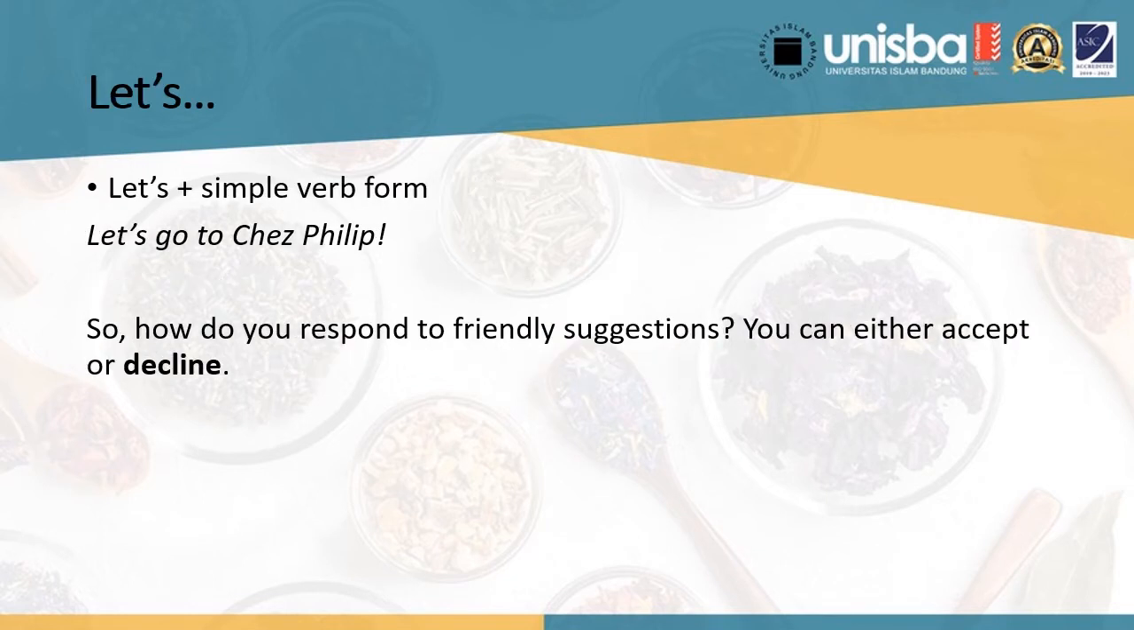Sometimes suggestions are expressed in statements instead of questions, such as with the phrase "let's." Let's is a contraction for the words "let us," and it is used to tell someone what you want to do with them. The structure is let plus simple verb form. So here's the example: Let's go to Chess Philip.